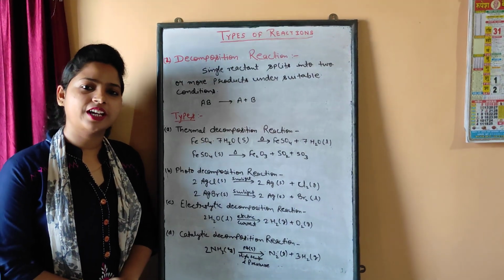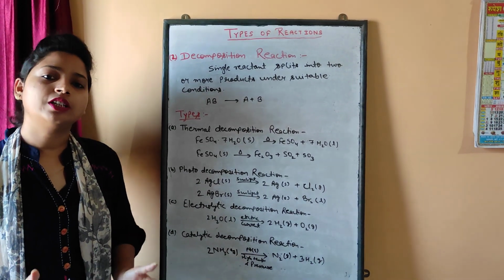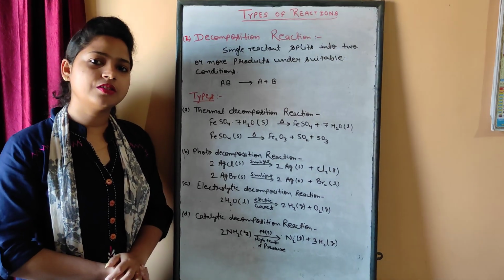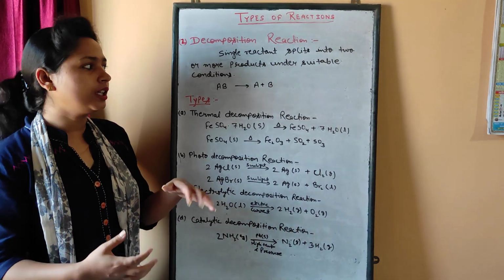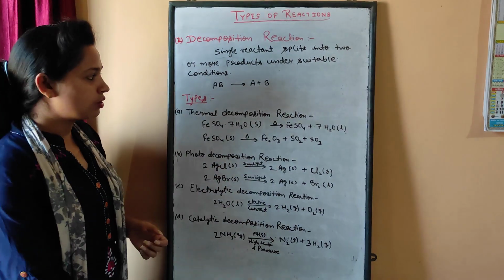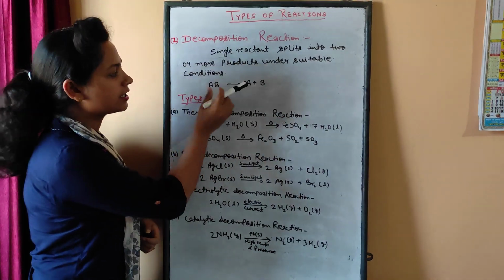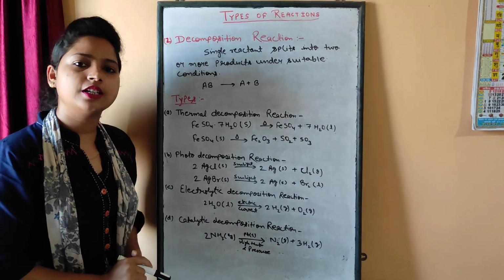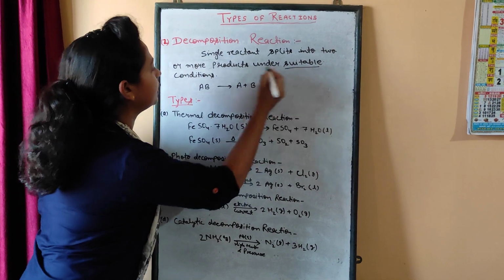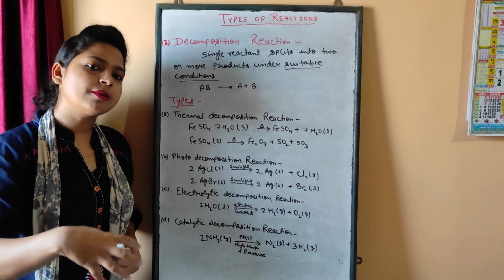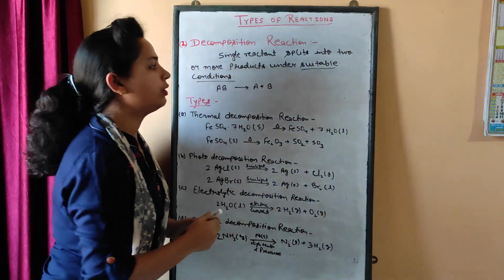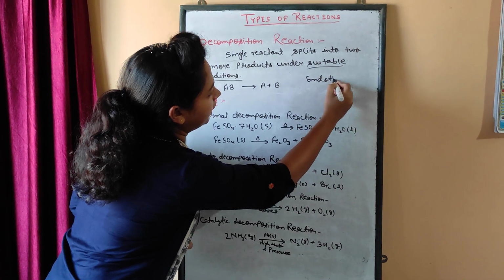The second type of reaction is decomposition reaction. Now the decomposition reaction is just the reverse of the combination reaction. What was combination reaction? When two reactants combine together, it gives rise to a single product. So its opposite form is the decomposition one. It means when a single reactant splits into two or more than two products, then it is called a decomposition reaction. Correct? Now here I have written under suitable conditions. It means we require some amount of condition to perform the decomposition reaction. Do remember, it is always an endothermic reaction.